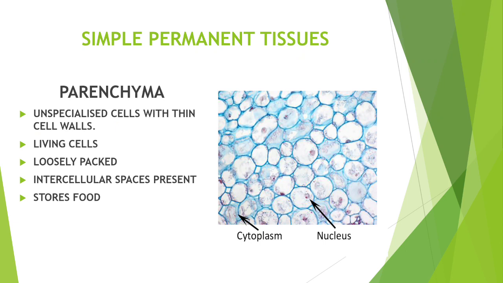These cells contain chlorophyll, the green color pigment, which helps in photosynthesis. It means they store food as well. Simple permanent cells, parenchyma cells, also provide mechanical strength to the plant.